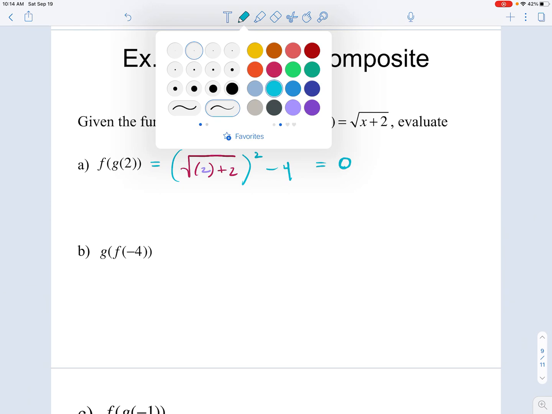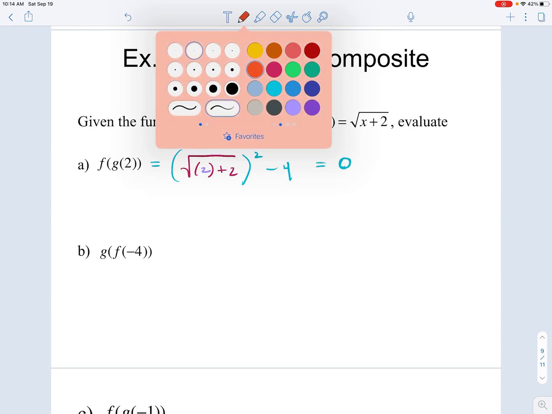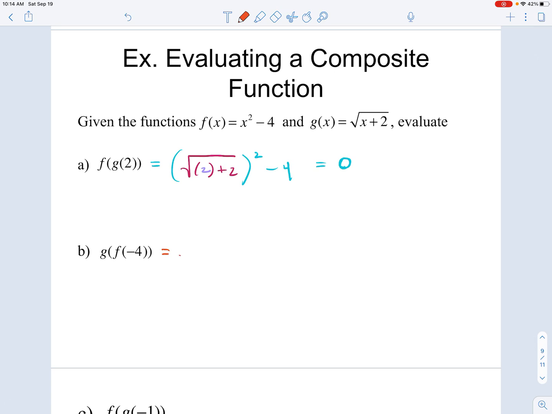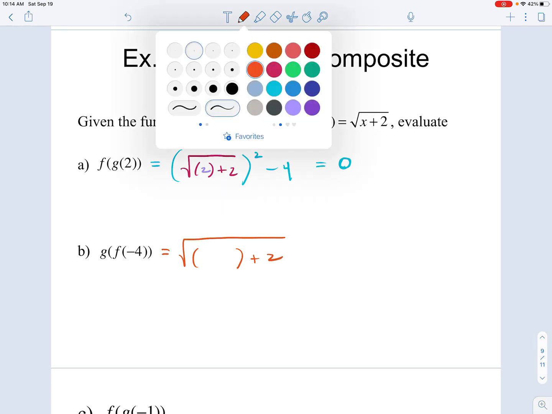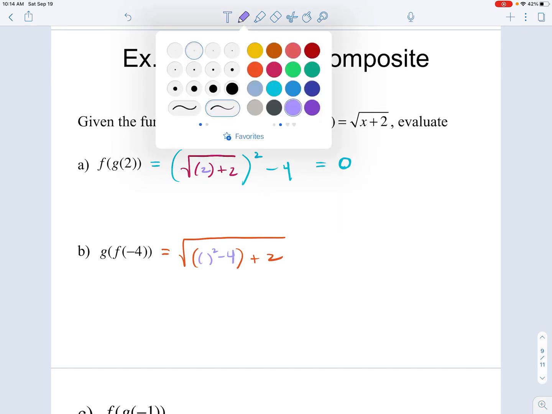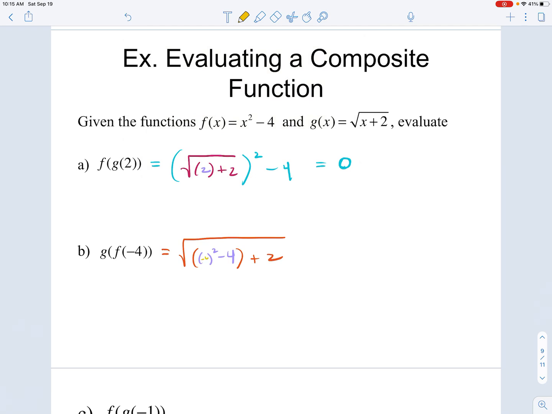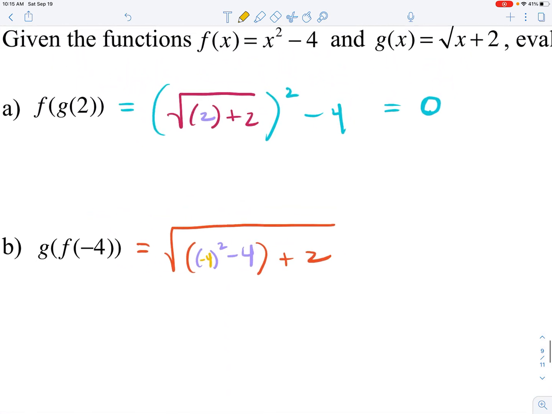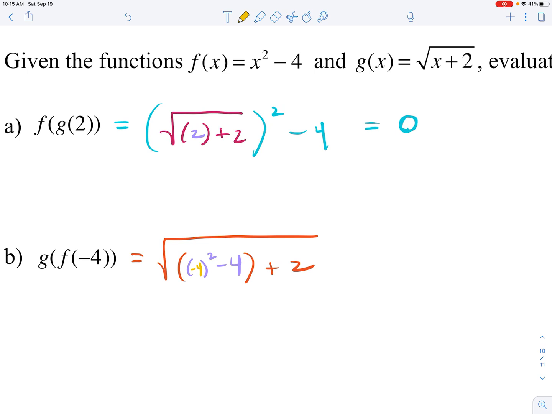Okay, g composed with f evaluated at negative 4. g is the outside function. f is the inside function. And we are plugging negative 4 in for x. That was maybe a bad choice of color. So that would be 16 minus 4 is 12, plus 2 would be 14, so the square root of 14.